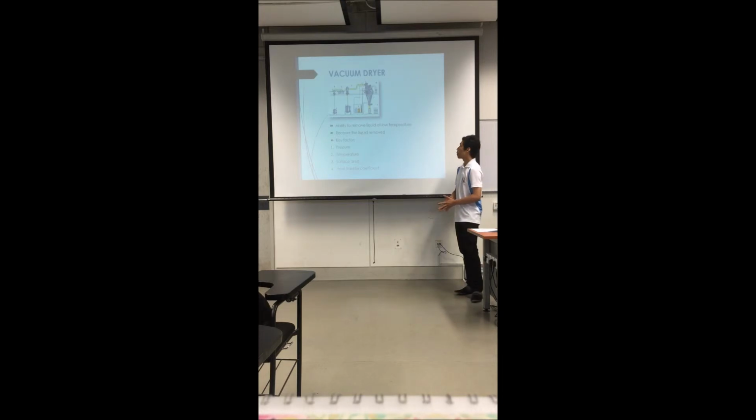So moving on to our main unit in this process, which is the vacuum dryer. Basically, from our experiment, we use a tray dryer. In this process, we use a vacuum dryer, which has the same application as the tray dryer. A vacuum dryer is characterized by its ability to remove liquid at low temperature and also to recover the liquid which has been removed.